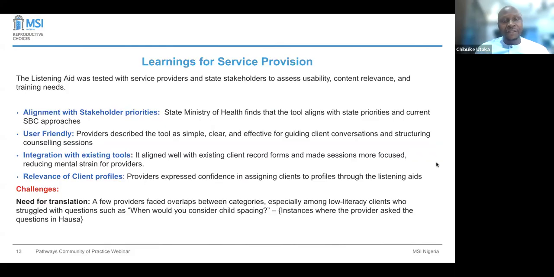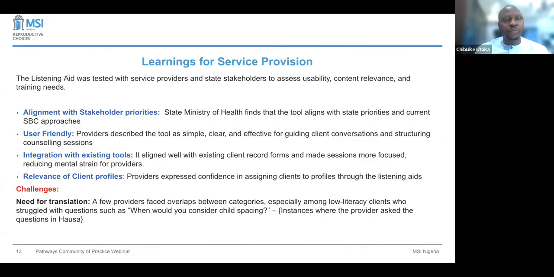So for service providers, the listening aid was also tested across stakeholders for content relevance and ease of use. Just like I mentioned earlier, we found that this aligns with stakeholders' priorities. The Ministry of Health stakeholders found that this is a good tool which serves the purpose for their approaches in the family planning and reproductive health work that they do. They found this tool to be very user friendly. As you can see, they are not bulky and they are very self-explanatory.